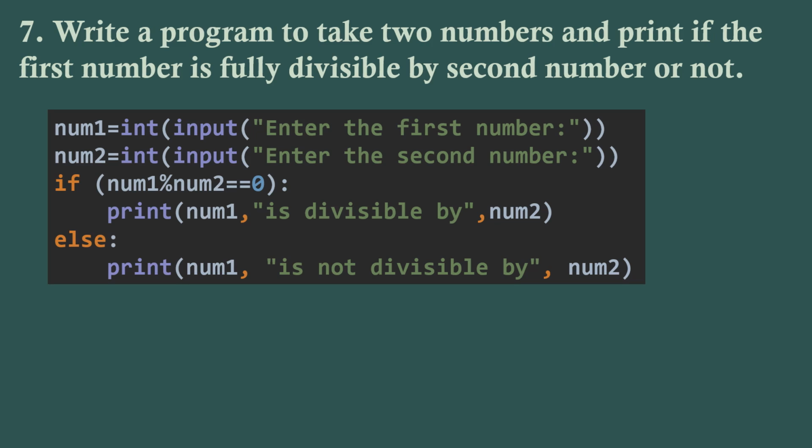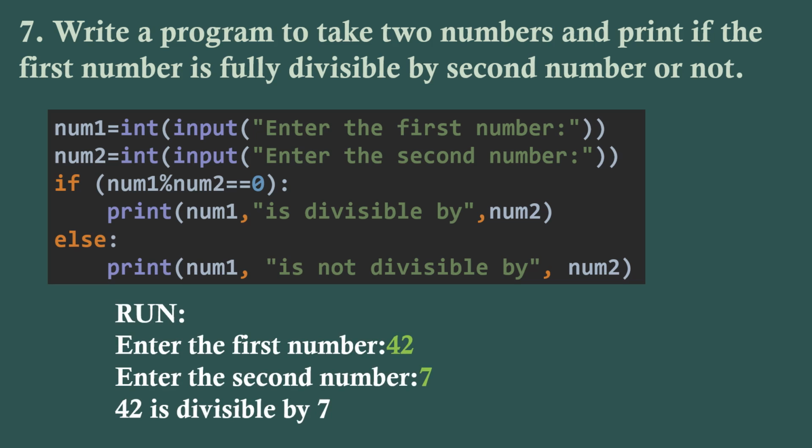Now we will check if num1 % num2 is equal to 0 or not. That means whether number 1 is divisible by number 2 or not. If it is divisible, then once you divide, it should give the remainder 0. Otherwise, in the else part, we will print num1 is not divisible by num2. Now, once you run the program, let's say the first number entered by the user is 42 and the second number entered by the user is 7, then it will print 42 is divisible by 7.